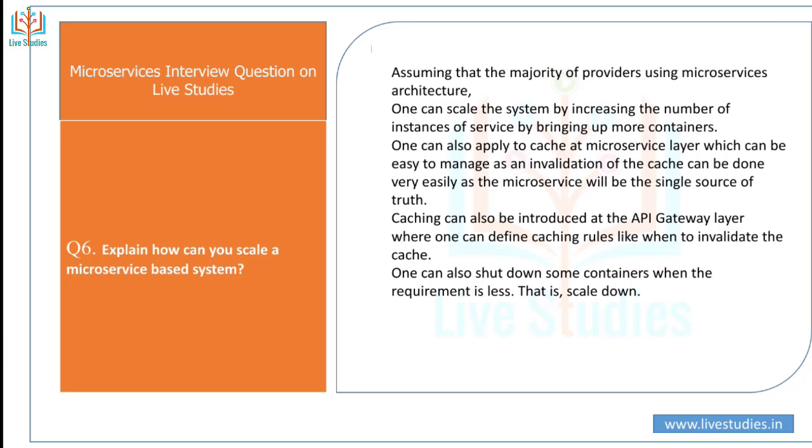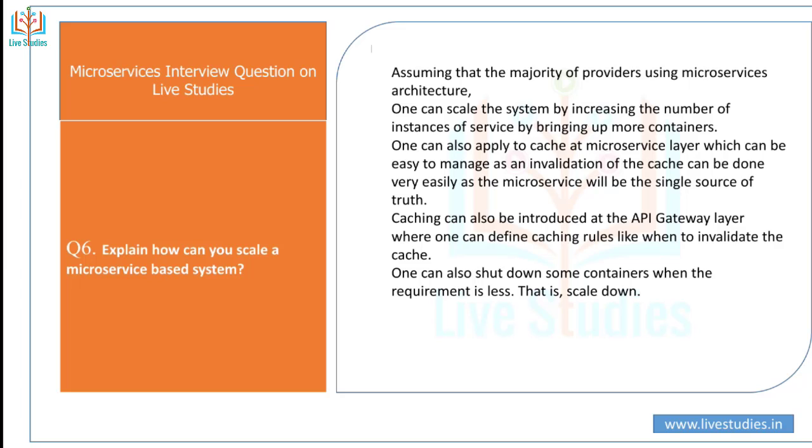Assuming that the majority of providers are using microservice architecture, one can scale the system by increasing the number of nodes of service by bringing up more containers. One can also apply caching at the microservice layer, which can be easy to manage as invalidation of the caches can be done very easily, as the microservices will be the single source of truth.